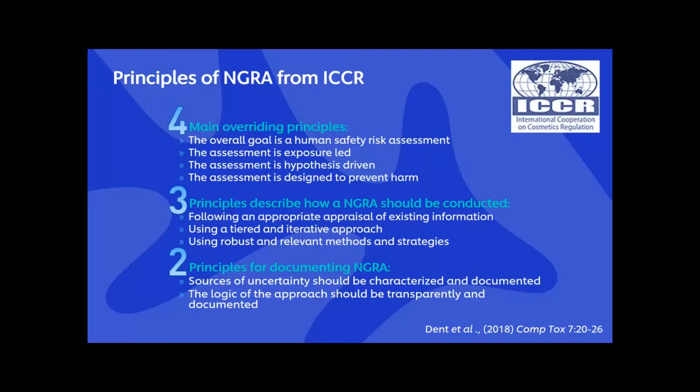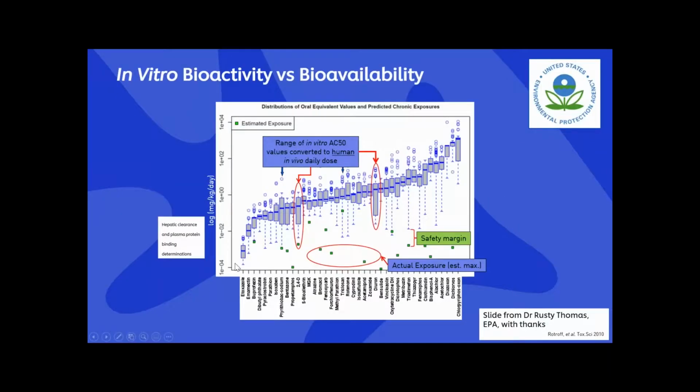So the shape of the NGRA that I'll be talking about, which I think is achievable in the short term, is one that's been set and championed by the US EPA in the context of smarter prioritization of substances. Now, this chart is taken from a milestone paper from the EPA, which looks at a comparison between predicted human in vivo exposures and a whole range of in vitro points of departure values, which have been converted to an equivalent human in vivo daily dose. So you can see the predicted exposures here with the green boxes, and the range of in vitro AC50 values which have been converted to human in vivo daily doses up here.